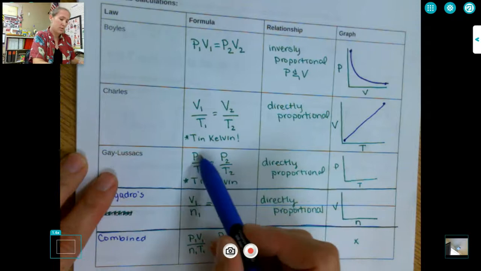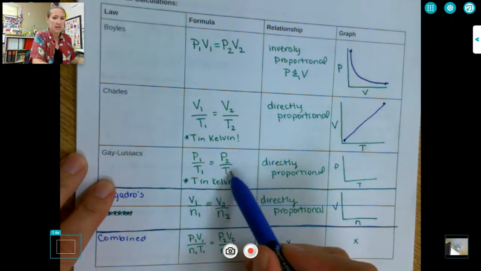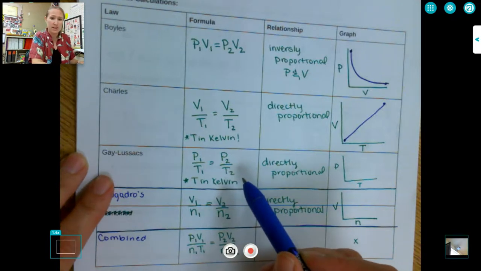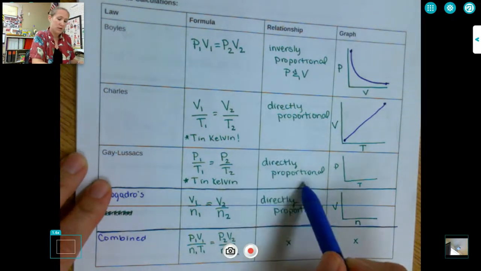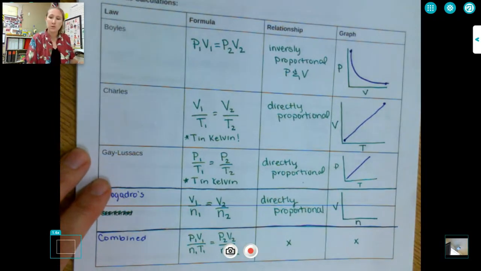Gay-Lussac's law looks at the relationship between pressure and temperature. Again, temperature needs to be in Kelvin because it's based on the kinetic energy. Again, this is directly proportional, so the graph is going to look the same. And this also makes sense.